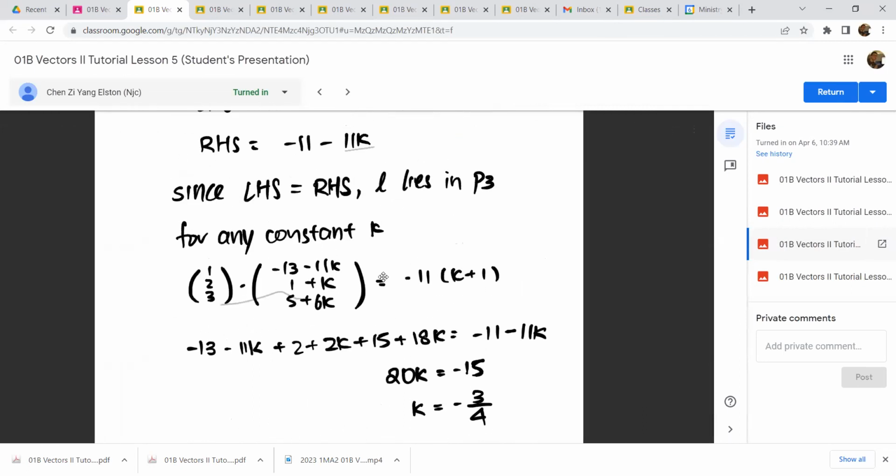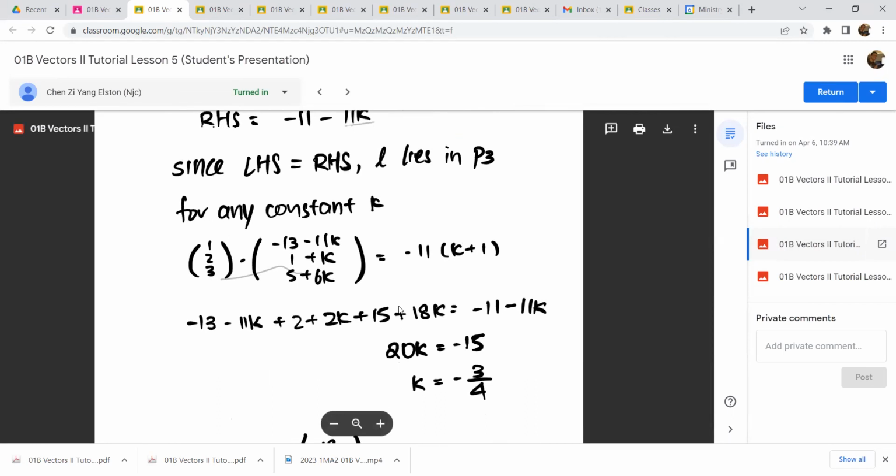So is this part 3 already? The first part is "hence or otherwise." Yes, then the "hence or otherwise" part asks you to find the condition of the plane in which both the line and the point on this line lie. So first I will put the point in.